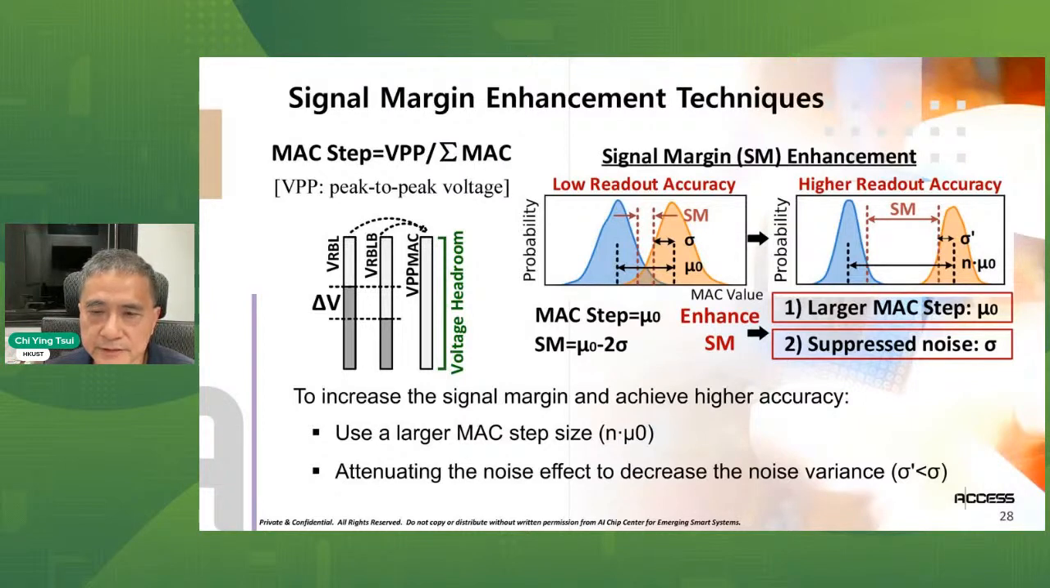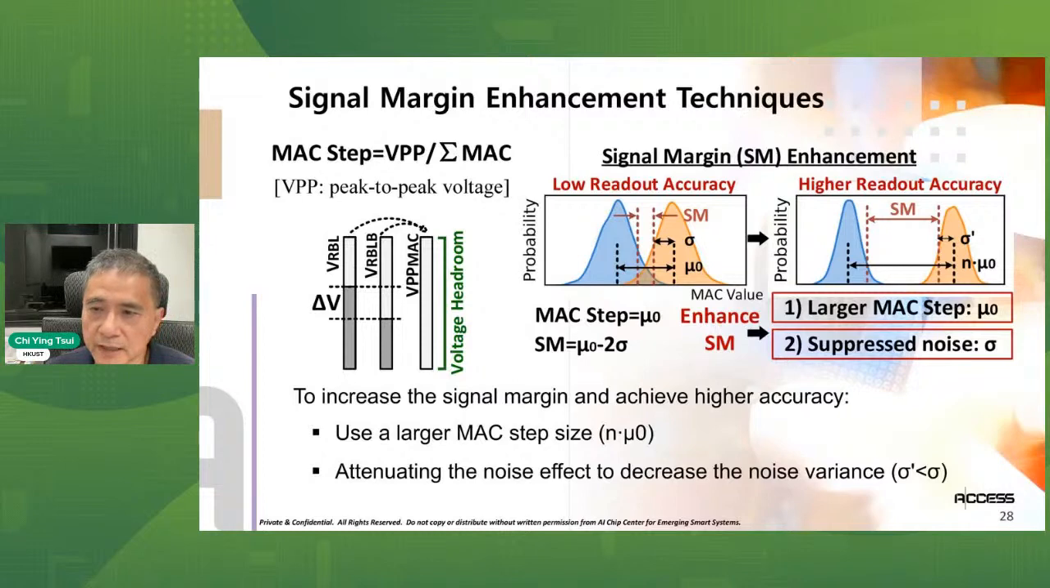If the variations are actually larger, your signal margin will be smaller, and then your error is larger. In order to enhance the signal margin so that you have a higher accuracy, we can do two things. One thing is that we want to have a larger MAC step size. That means if the MAC step size is larger, the difference between two adjacent values in the MAC value is larger. And the second is that we try to suppress the noise of the distributions.